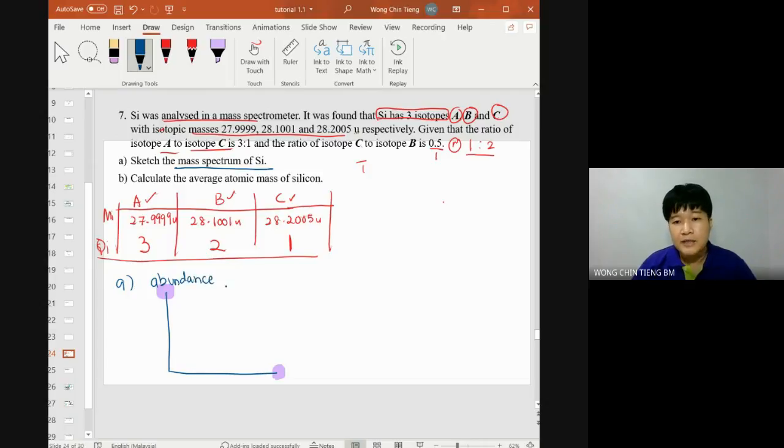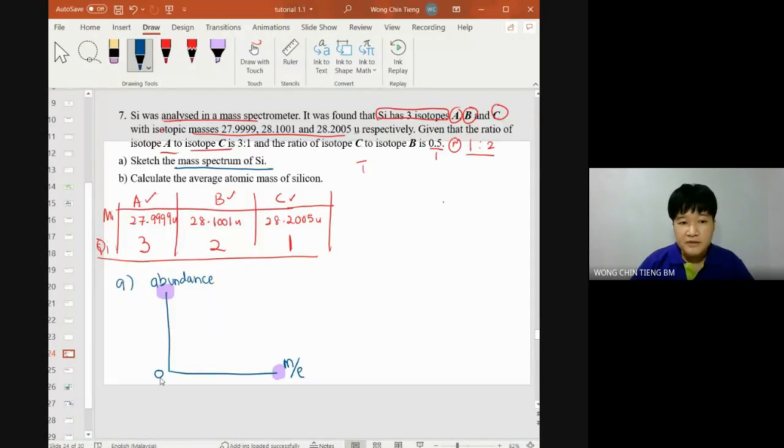Biasanya kita akan label abundance ataupun percentage abundance. Selain daripada percentage abundance, kita akan letak abundance sahaja. On your x-axis, yang paling senang, M over E adalah simbol yang paling senang. Mass over charge. Okay? Jangan letak QI, jangan letak MI. QI, MI is for your comfort to calculation. It's not the correct axis. Okay? And then, we will always start with 0.